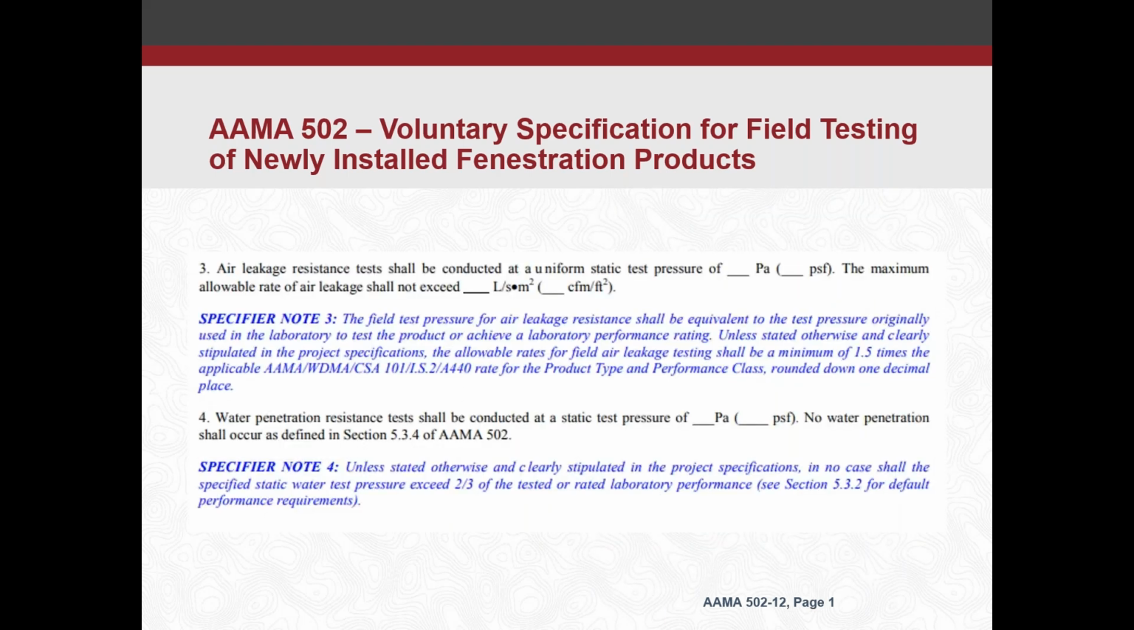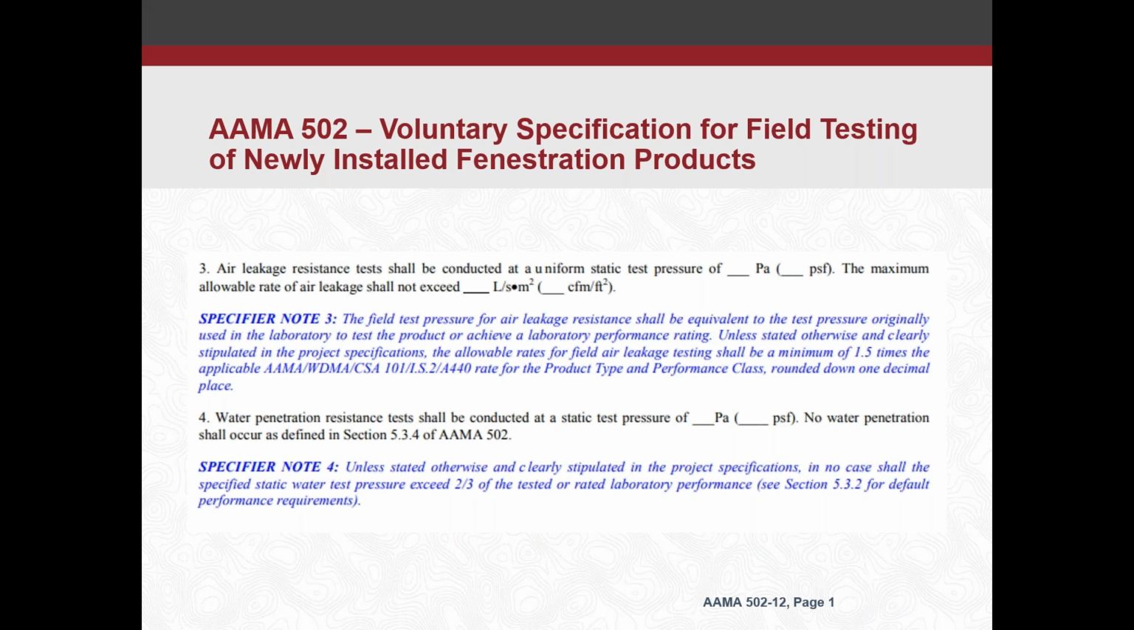Let's take a look at items 3 and 4 out of that. So item 3, air leakage resistance tests shall be conducted at a uniform static pressure of blank PSF. Maximum allowable rate of air leakage shall not exceed blank CFM per square foot.